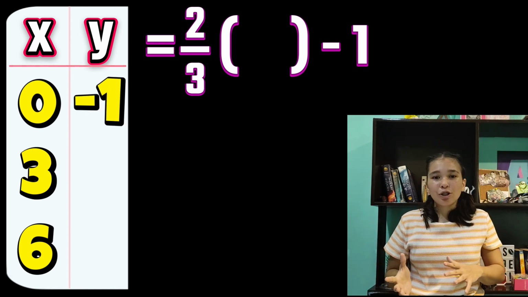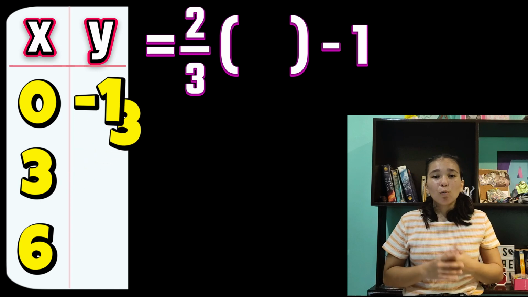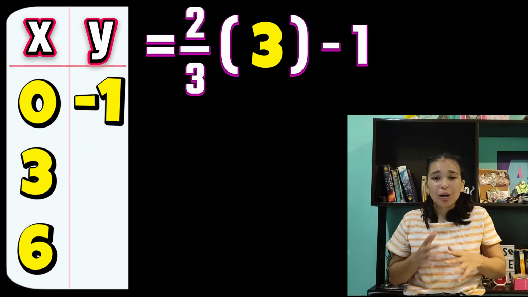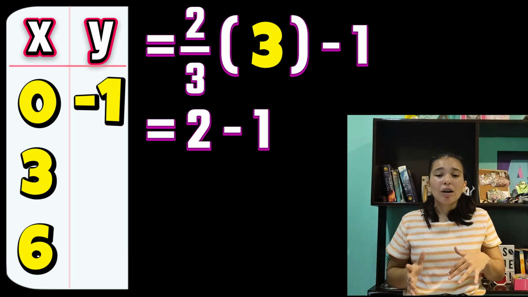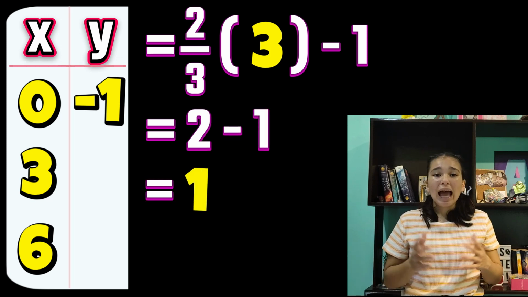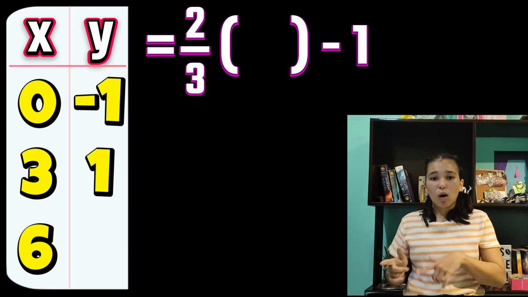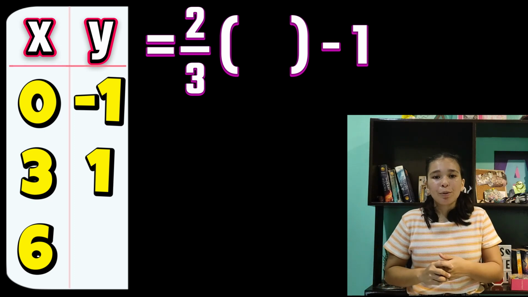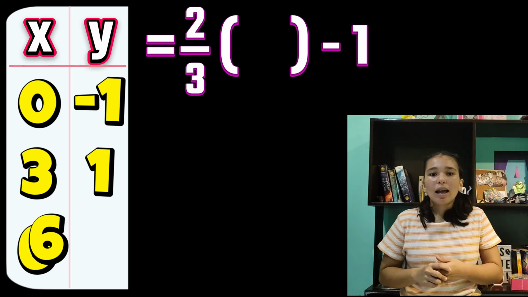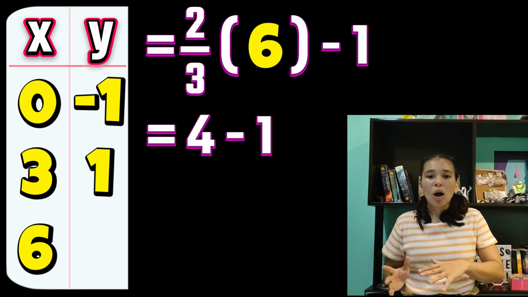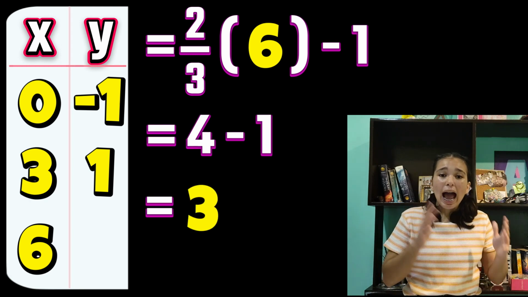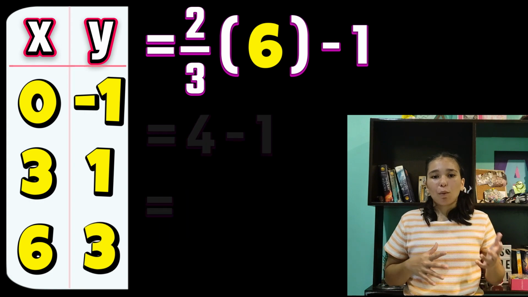Okay, next we are going to evaluate 3. So, y equals 2/3 times 3 minus 1 is just going to be y equals 2 minus 1. And finally, y equals 1. So, when x is 3, y is 1. Okay, now the last thing we're going to be doing is evaluating 6. So, 2/3 times 6 is going to be 4, minus 1 is going to be 3. So, when x is 6, y is going to be 3.